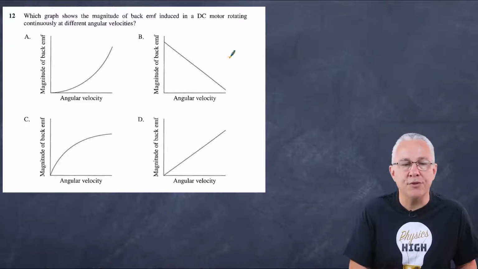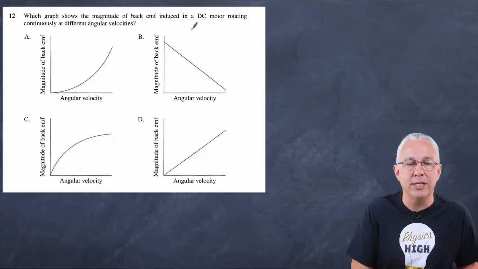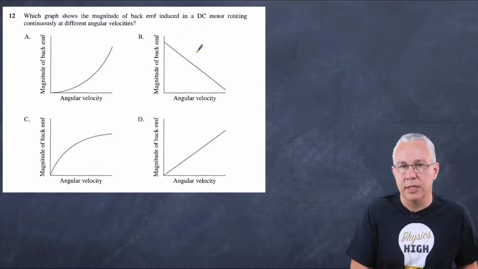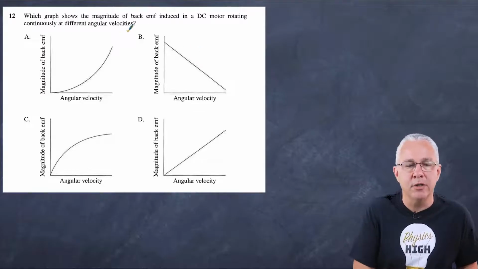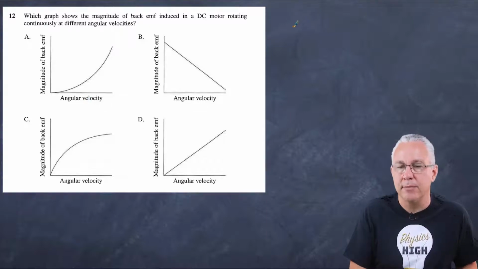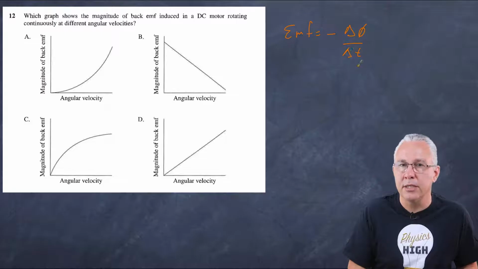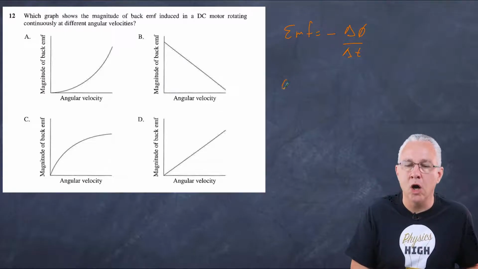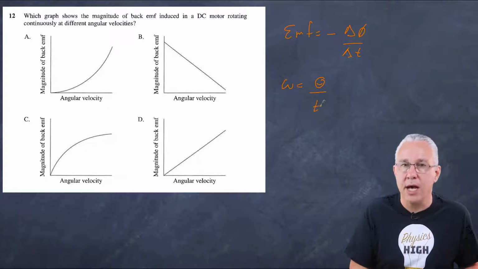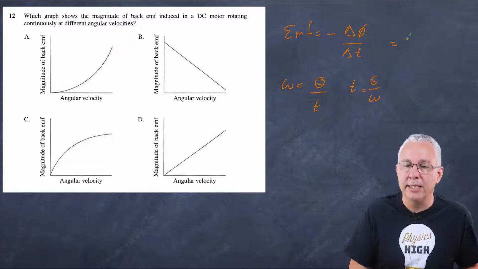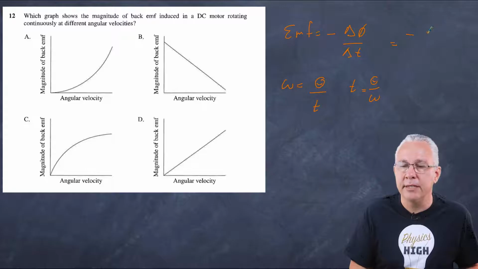Question number 12. Which graph shows the magnitude of the back EMF induced in a DC motor rotating continuously, but then at different angular velocity? So in other words, we're trying to work out the relationship between the angular velocity and also the EMF. Let's remind ourselves what EMF is. EMF is equal to negative delta phi over delta t. That is the rate of change of flux. Now I'm going to concentrate in this case on the t, the rate of change of time. Now what is omega? Omega is the rate of change of the angle with respect to time in radians. So therefore the time ends up being theta divided by omega. If we substitute that into our EMF, then what we get here is, and I'm just going to drop off the delta for the moment, we have negative phi omega over theta.